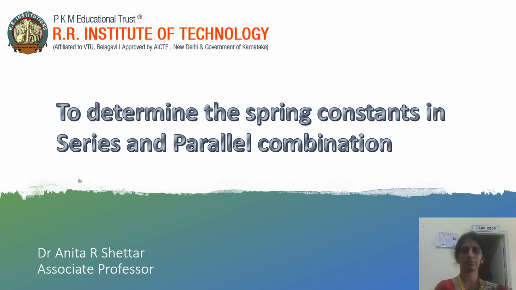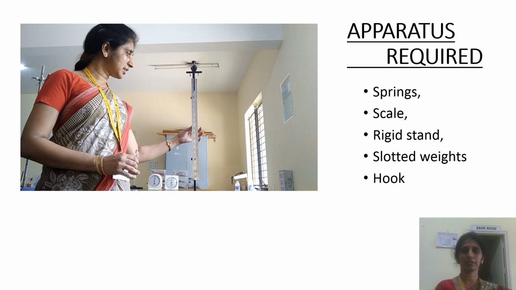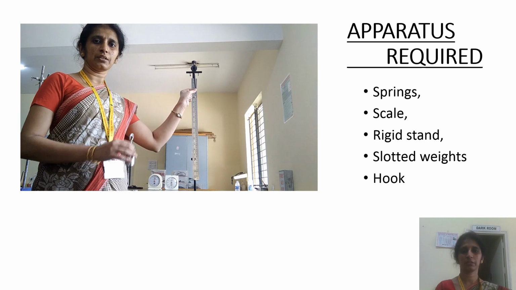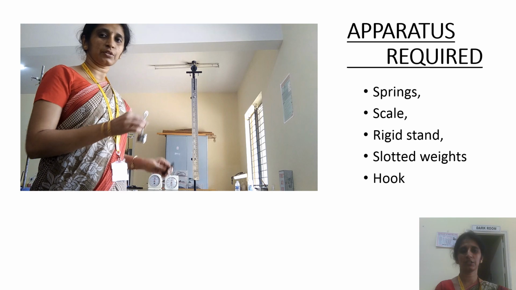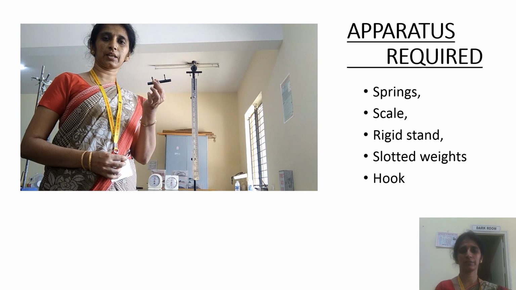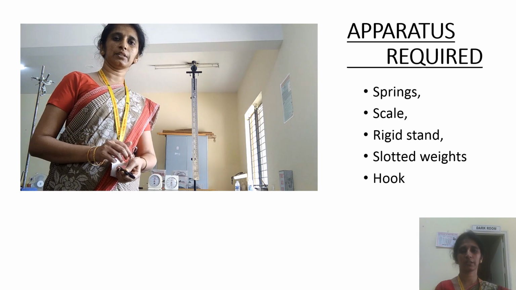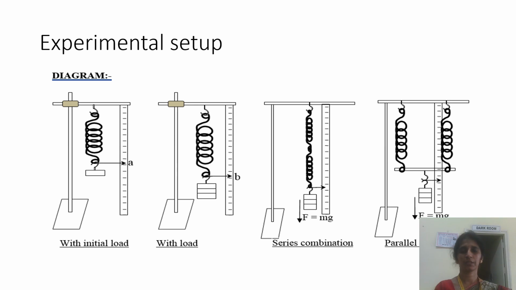Here I am demonstrating the determination of the spring constants in series and parallel combination. The apparatus required for this experiment are springs, slotted weights, scale, rigid stand, and a hook for the determination. You can see the setup diagram here.